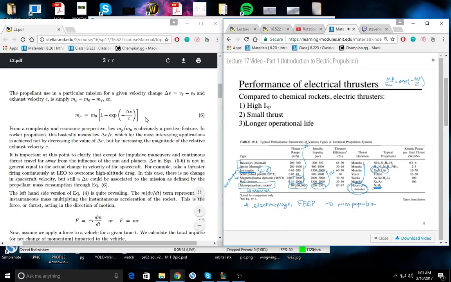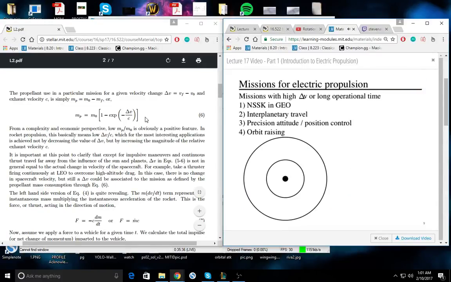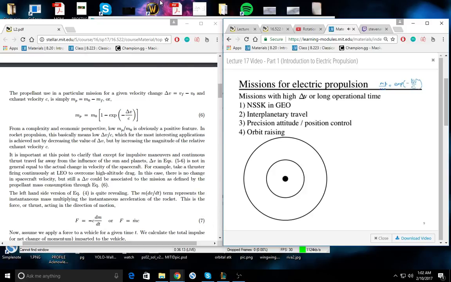Okay. So, a brief summary: depending on the performance parameters, different rockets are suited for different applications. In particular, electric propulsion systems are suited for missions that either have very high delta V or long operational time. That's just a consequence of the rocket equation: the higher the specific impulse, the less propellant we need to accomplish the mission.